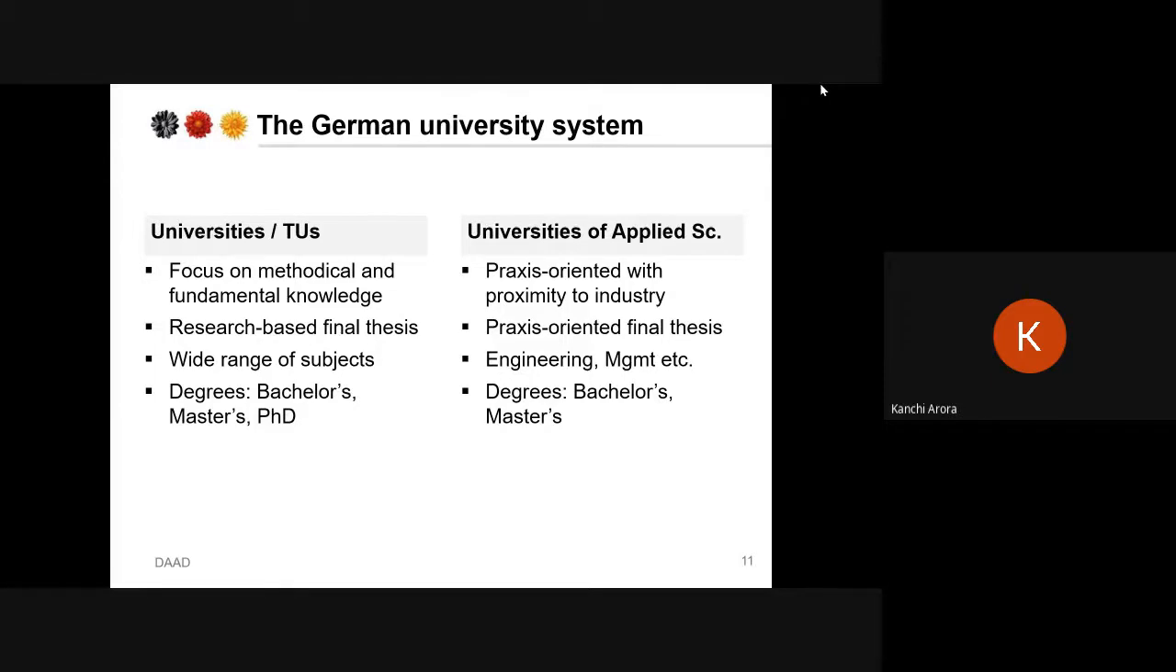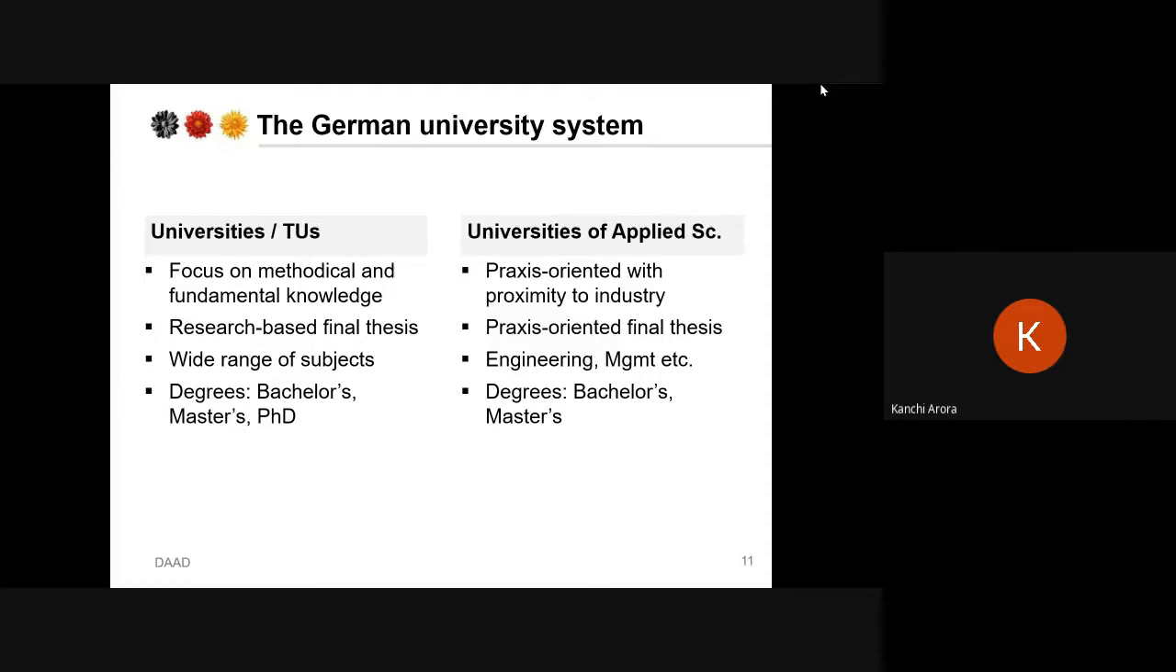So if you are interested, of course, whatever I'm saying has exceptions, but if you are interested after your master's, let's say if you want to take a PhD, if you want to go into academia, if you want to start research, a university is a better place for you. And if you are interested towards the industry side of it, then the University of Applied Sciences or the Fachhochschule, they are better for you.